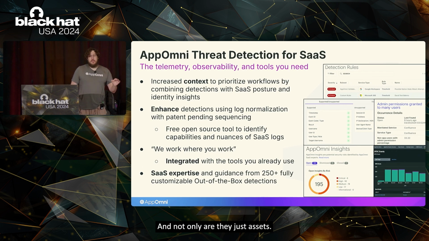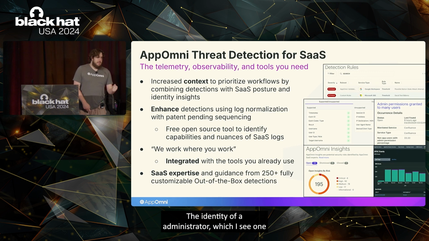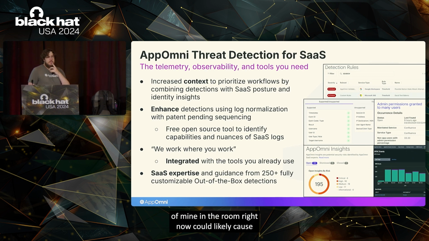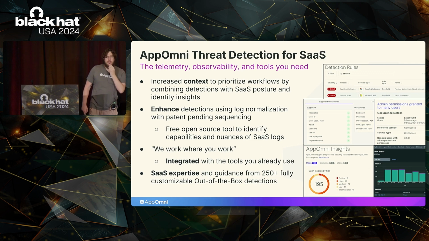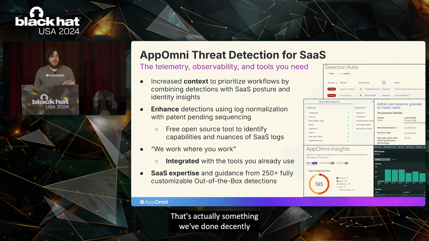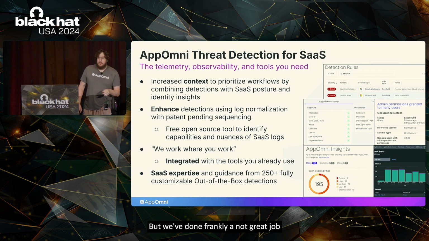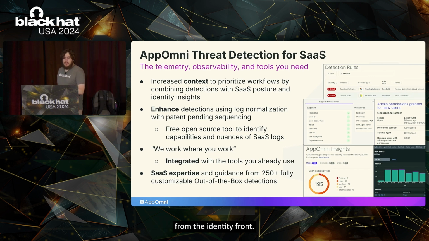And not only are they just assets, you know, my Mac is like $3,000, something like that. The identity of an administrator, which I see one of mine in the room right now, could likely cause tens of millions of dollars of damage. So where do you prioritize? We protect our endpoints pretty well. That's actually something we've done decently in the last couple of years, is increasing our endpoint telemetry. But we've done, frankly, a not great job from the identity front.